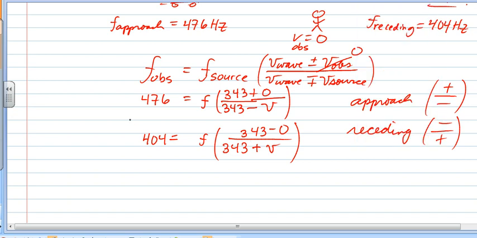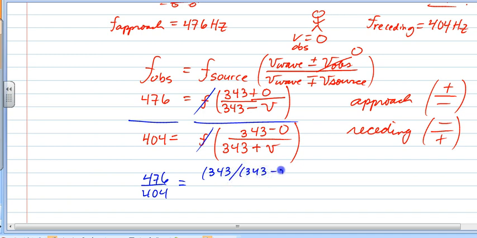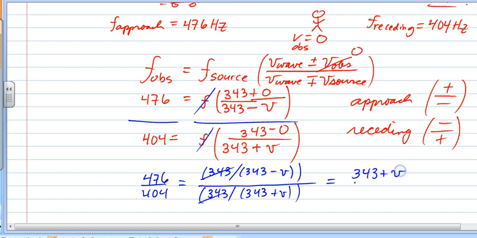Well, we don't want F in there, so let's just divide one equation by the other. So I have 476 over 404 equals, cancel, 343 over 343 minus V divided by 343 over 343 plus V. And this is kind of tricky, but what's going to happen is that the 343 plus V will flip up top, and the 343 minus V will go to the bottom.